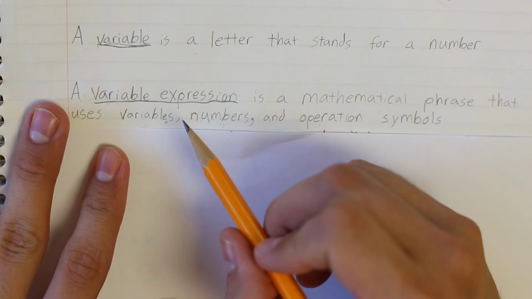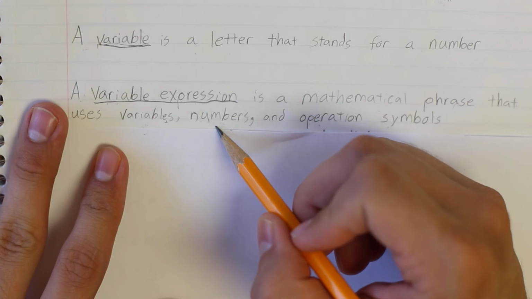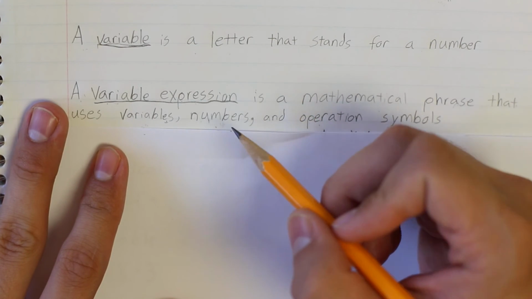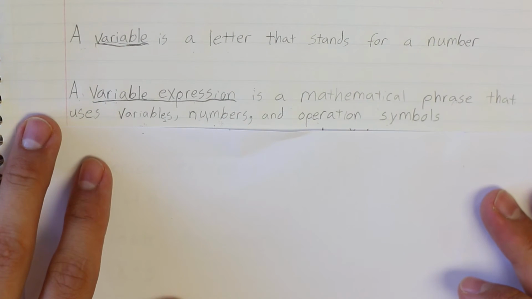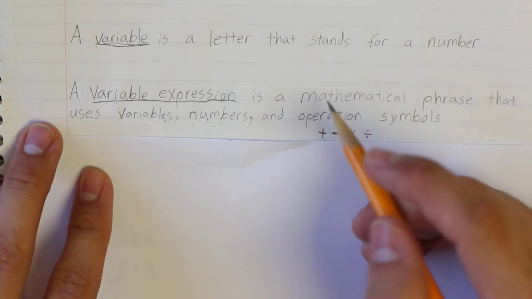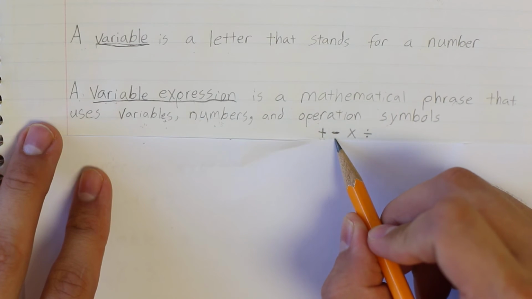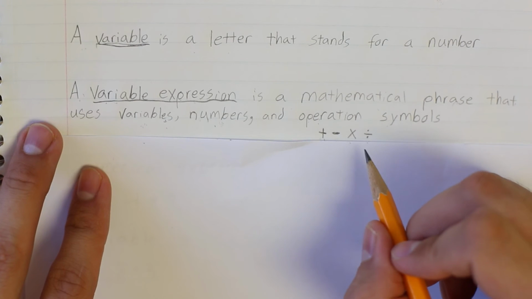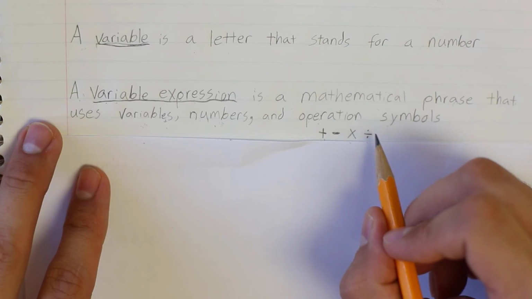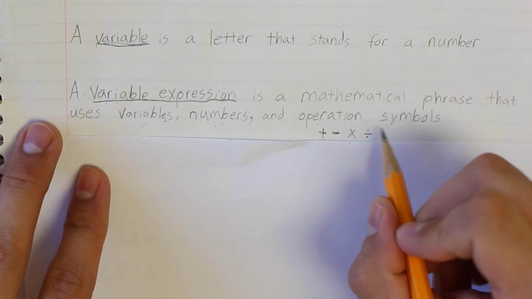Now, some people do wonder about this right here. Operation symbols. Okay, we just defined variables. I know what those are. Numbers, yeah, I've known those since preschool. But operation symbols, what are those? Well, they're these. Addition, subtraction, multiplication, and division. Now there are other operation symbols besides these, but these are the 4 basics, okay?